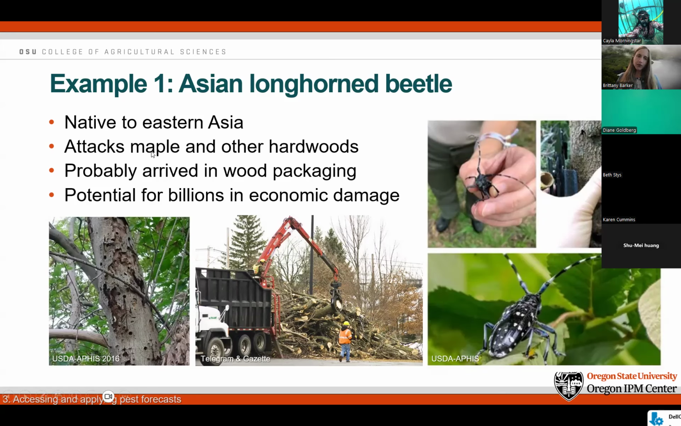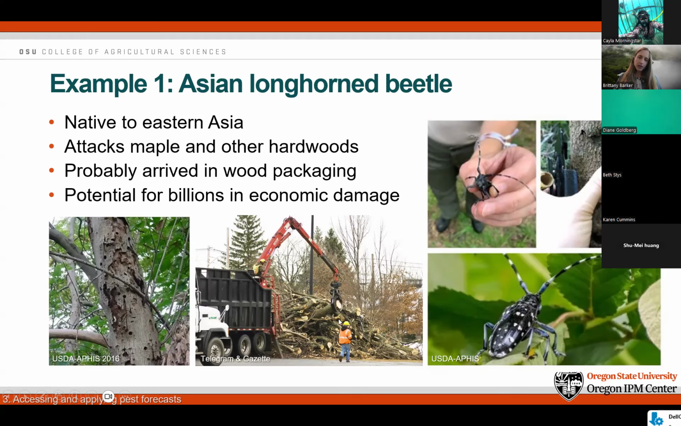They love maple. They will attack other hardwoods, including I think buckeye, elm, willow, poplar, birch. So they really love maple. And the tree will typically die within a few years after infestation. You can see in this bottom left-hand corner, that tree needs to be cut down, even though it's really sad to cut it down. Even though this tree looks alive, it's basically like a zombie. It's going to die within a few years.